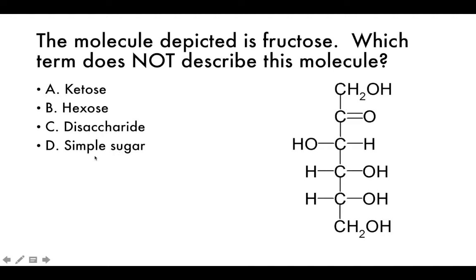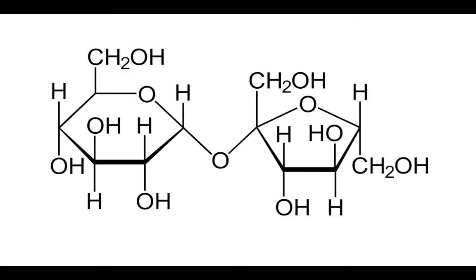Let's jump down to D. I already suggested this is a simple sugar as opposed to a complex carbohydrate, something like starch or cellulose or chitin. Those are all complex carbohydrates, so this is a simple sugar, which leaves us with a disaccharide. A disaccharide is a dimer, or a two-part molecule, of two monosaccharides. So how do we recognize whether we've got a monosaccharide or a disaccharide? The answer is we look for a glycosidic linkage.